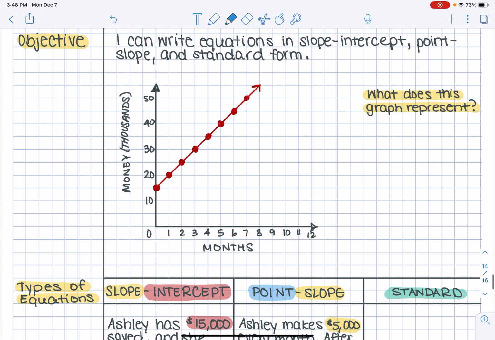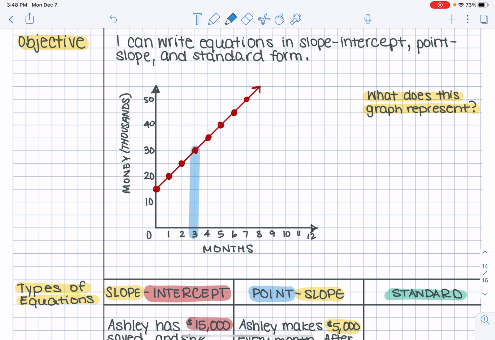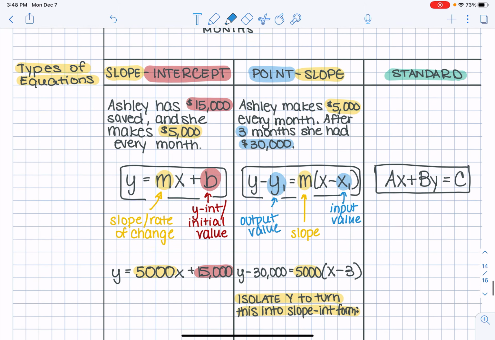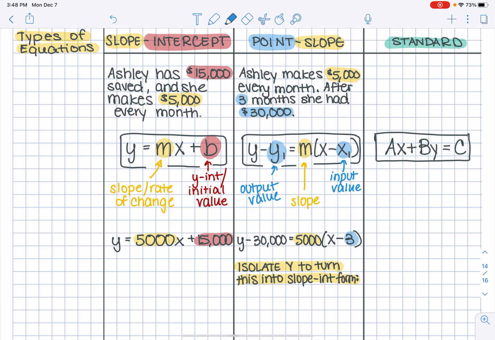Let me go back to my graph real quick. At 3 months, Ashley makes $30,000. That is a point that exists on the graph. So when I look at my equation, the point 3 and 30,000 is something that I can clearly see in my equation. So that's what I mean by that x1, y1 value. It's the x coordinate and a y coordinate of a point specifically on my graph. Okay? So I can see my slope clearly, I can see my y-intercept clearly.